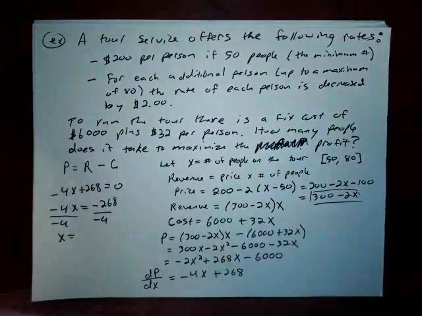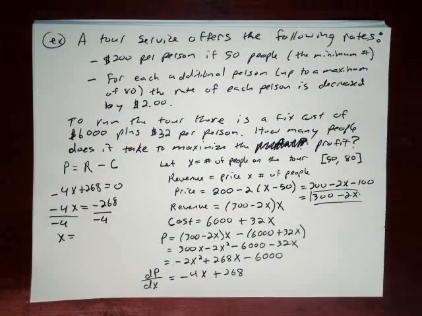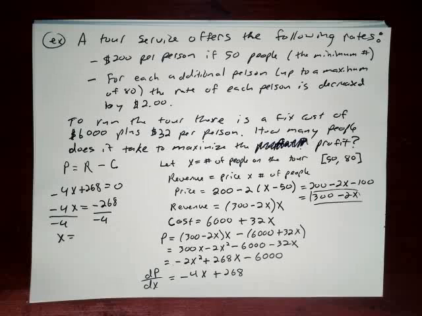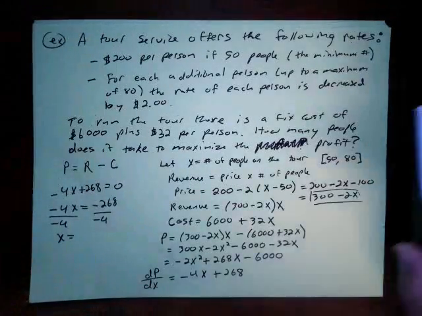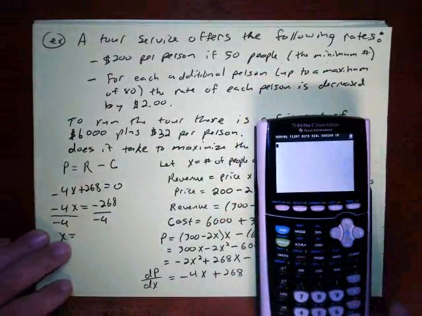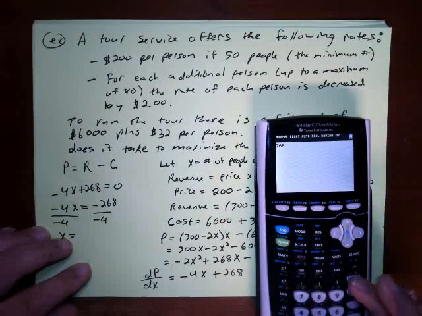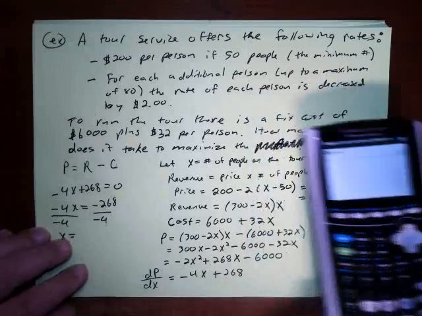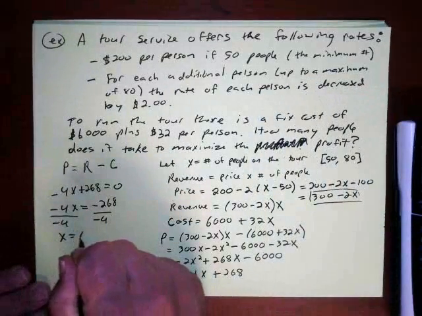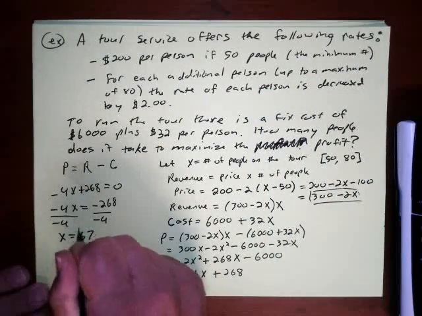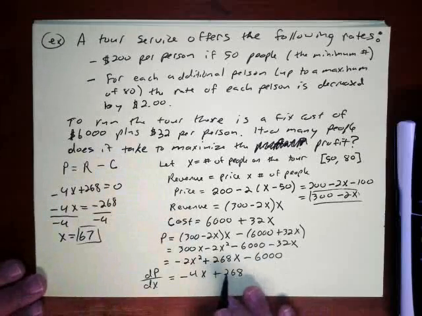My calculator's on the other side of the room. Let me go get it. Okay, so that'd be 268 divided by 4, and I get 67. So 67 people are going to maximize, and that will be a maximum.